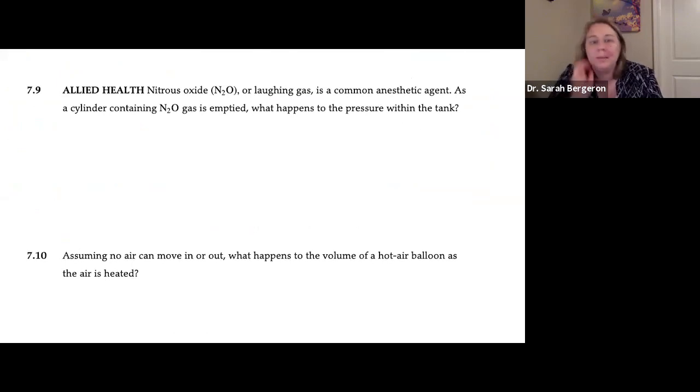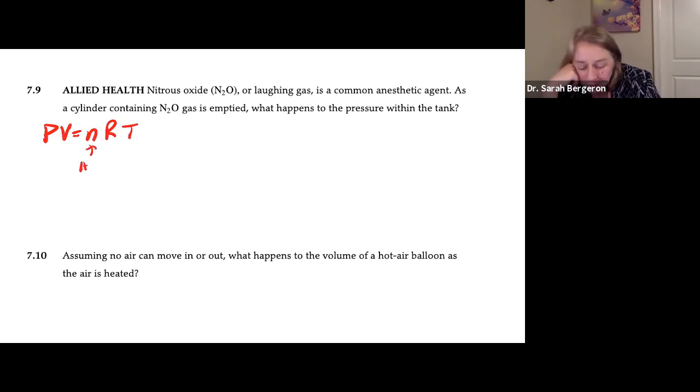All right, 7.9. Nitrous oxide, N2O, or laughing gas, is a common anesthetic agent. A cylinder containing nitrous oxide is emptied. What happens to the pressure in the tank? Okay, PV = nRT. What we haven't talked a whole lot about is our number of moles. So n right here is our number of moles, right? That's number of particles.